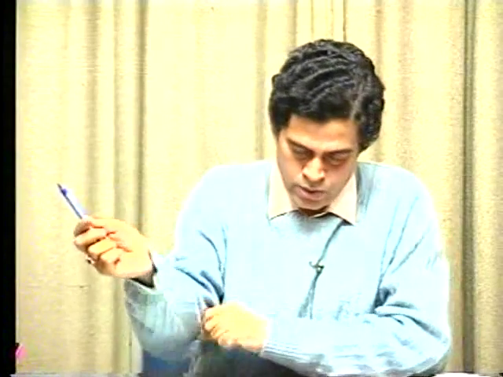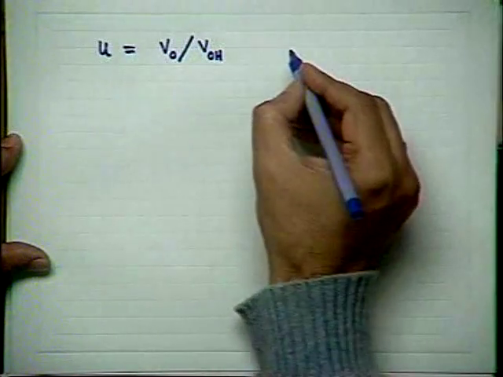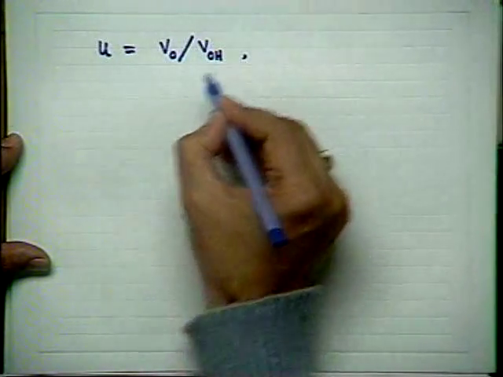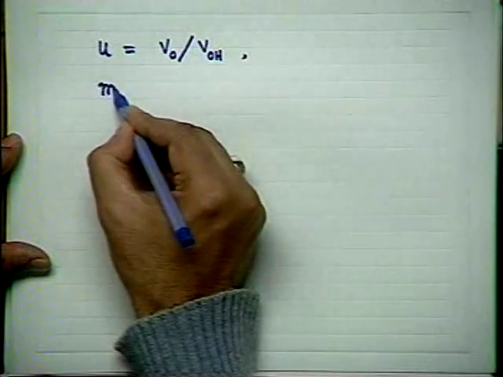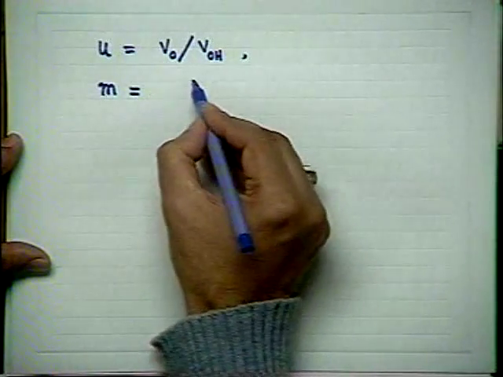Here what I shall do is, as before, substitute the following. I will write U as VO divided by VOH. Please note VOH is VDD here. And we shall introduce a parameter, which I will call the biasing parameter, which is this.